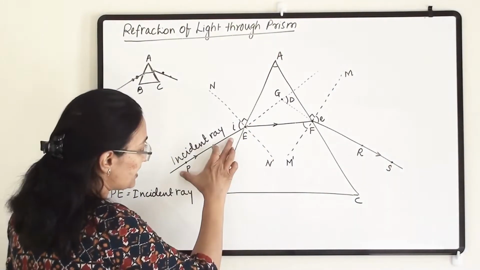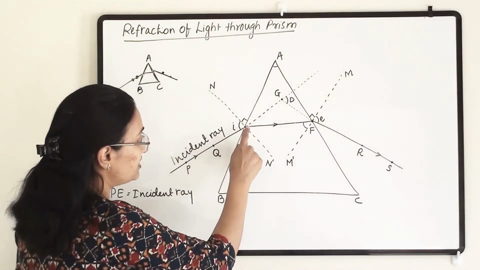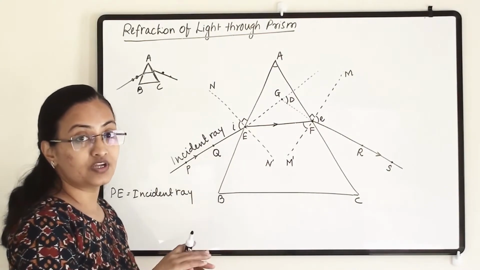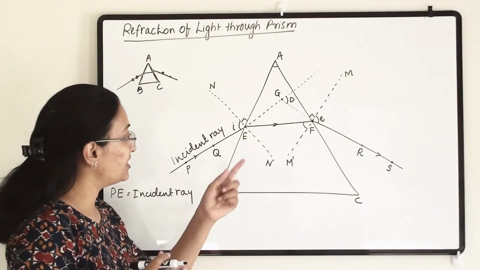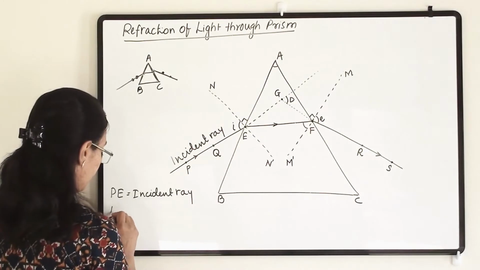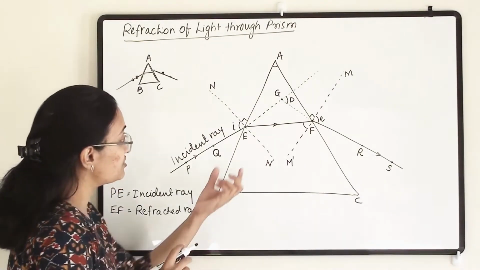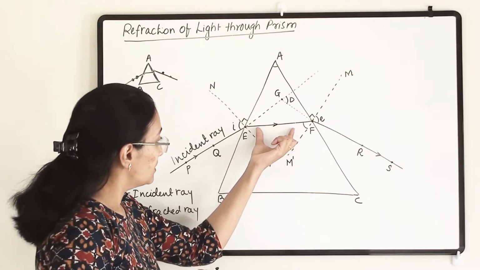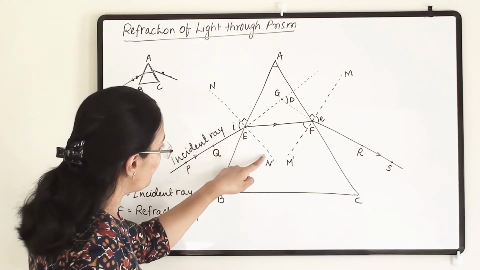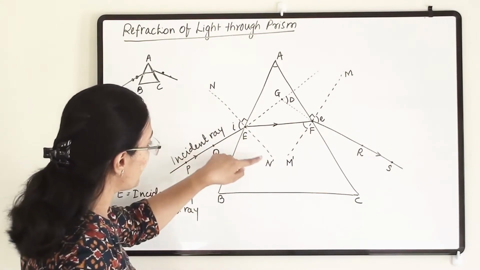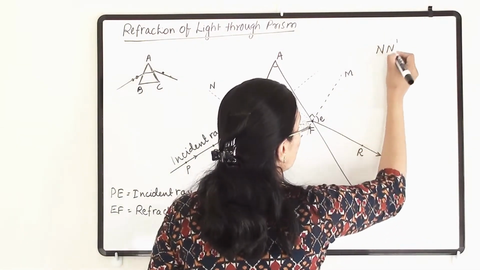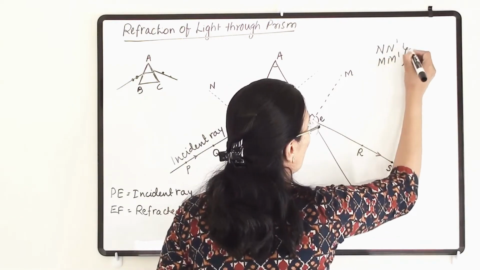Till here the PE ray was traveling through air. After entering the prism, it has entered another medium, and that is glass. So it has shown a bending phenomenon, and that is refraction. So our EF ray is a refracted ray. Now wherever this PE ray touches the surface, we have drawn one normal, that is N dash. So here two normals are there, N dash and M dash.